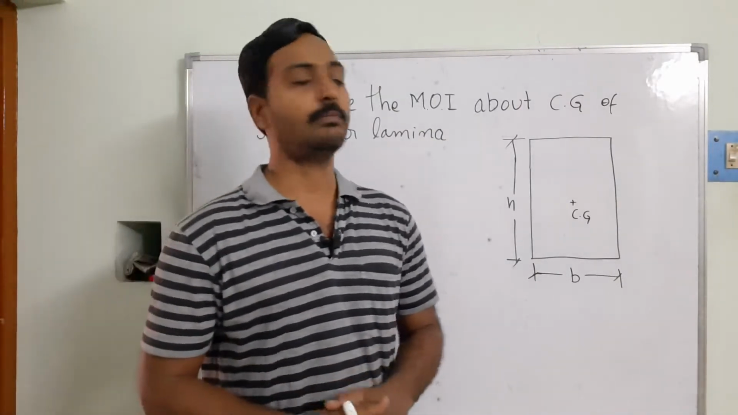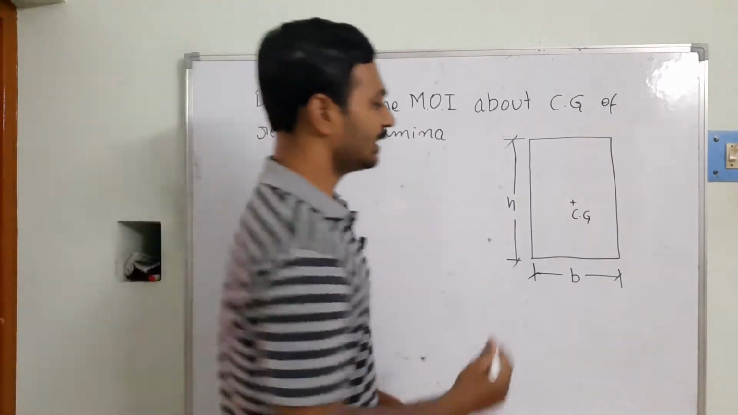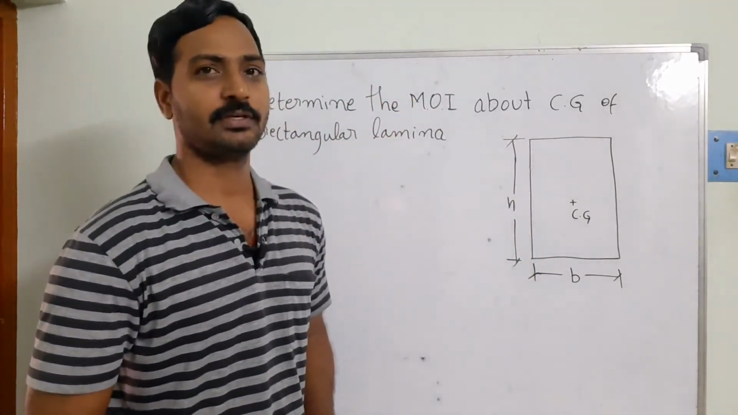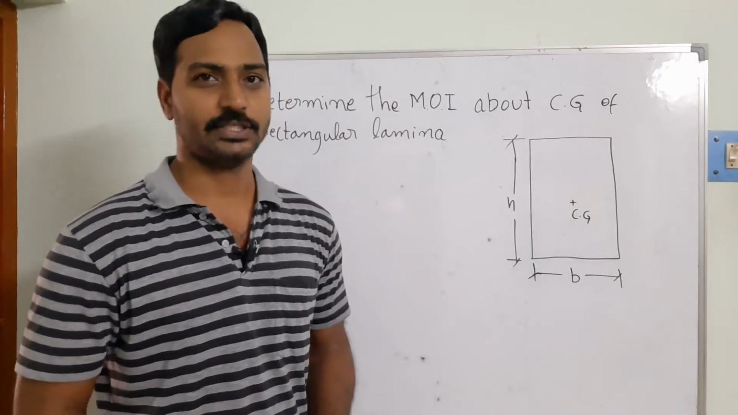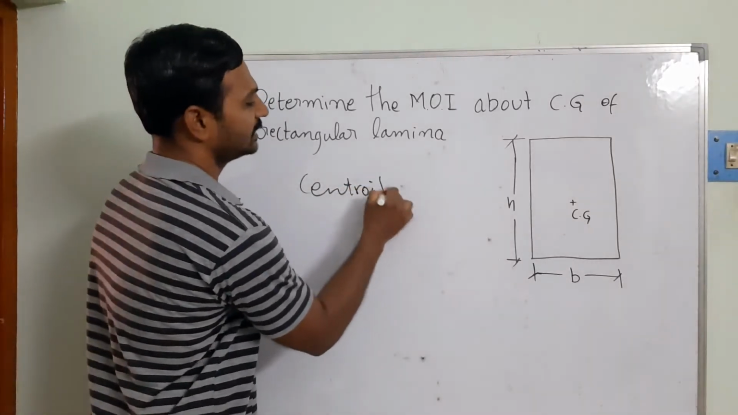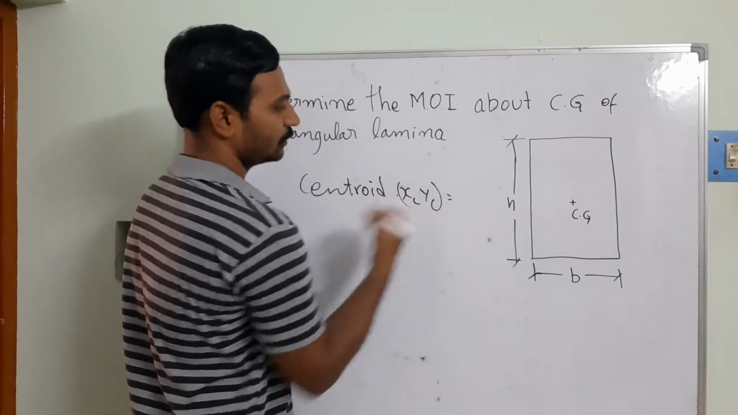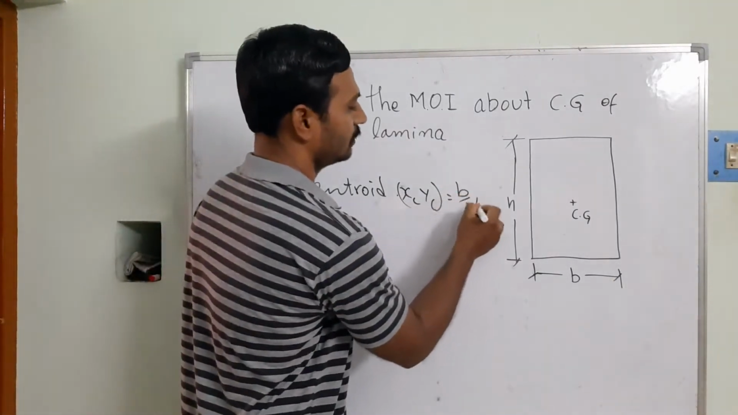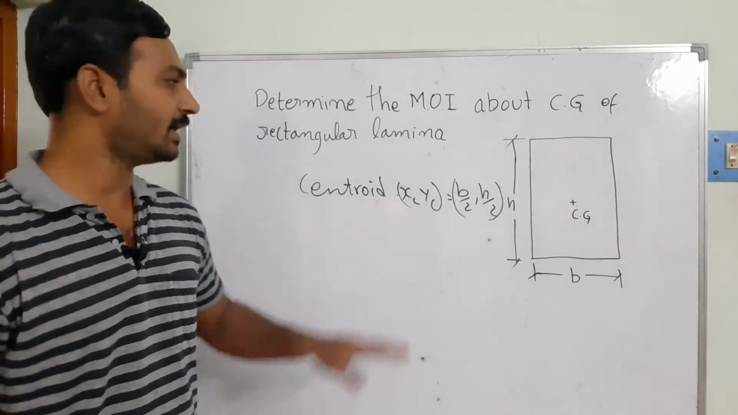In this diagram, a rectangle lamina is available. For the rectangle lamina, the base is B and the height is measured with H. As we already calculated the center of gravity in the last video lecture, the centroid of this rectangle lamina, XC comma YC, is equal to B by 2 comma H by 2. On that basis we calculate the centroid.